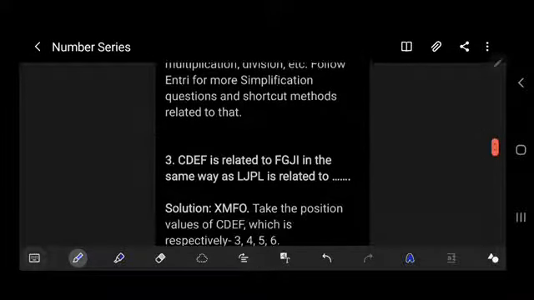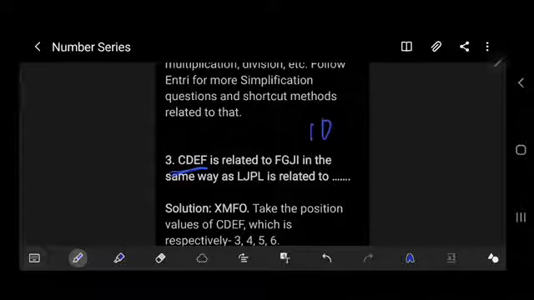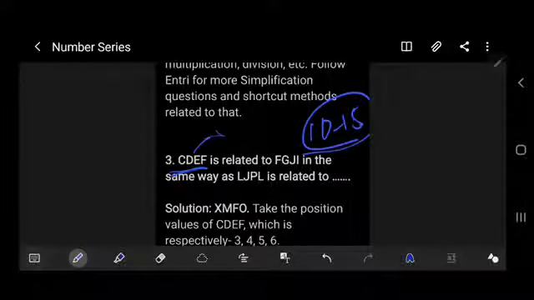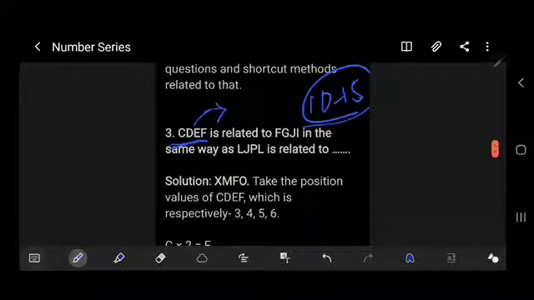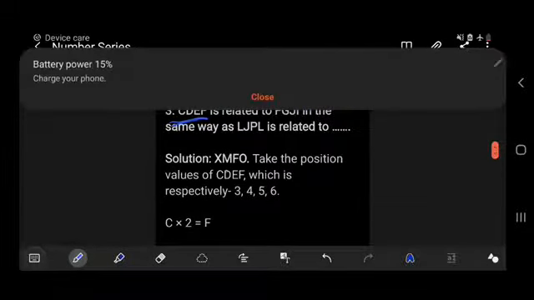Thereafter we'll go to the next question, question number 3. Question number 3: CDEF is related to FGJI in the same way as LJPL is related to what? This is a very important question. In the SSC exam, they will put 2 or 3 questions from this type of series. You will get 10 to 15 questions from number series and 3 to 4 questions from this division. So CDEF. Thereafter, what is the final solution?